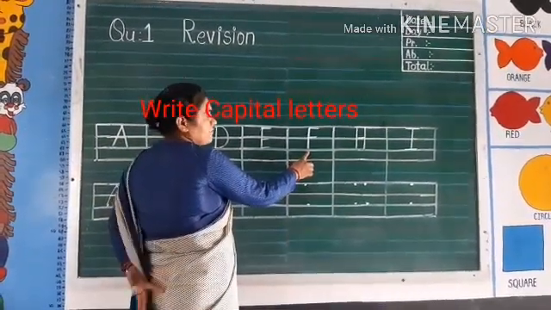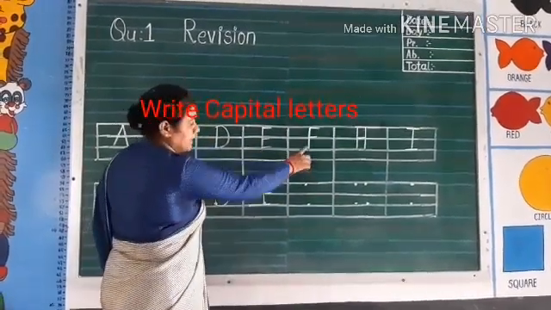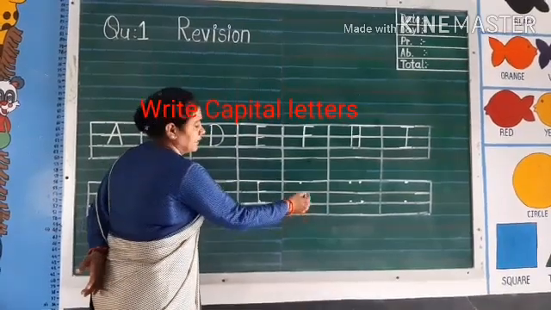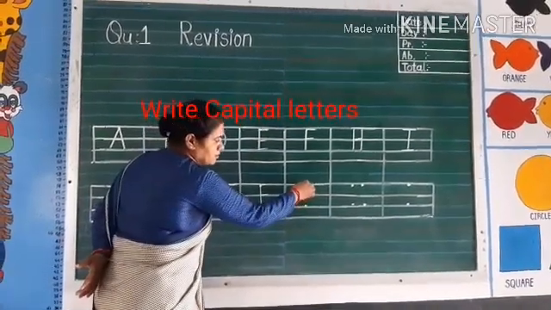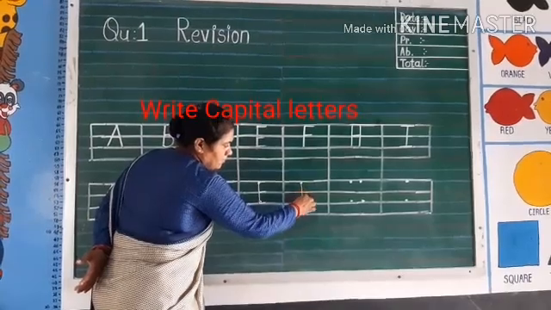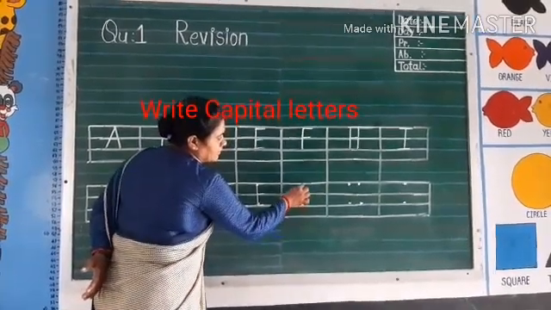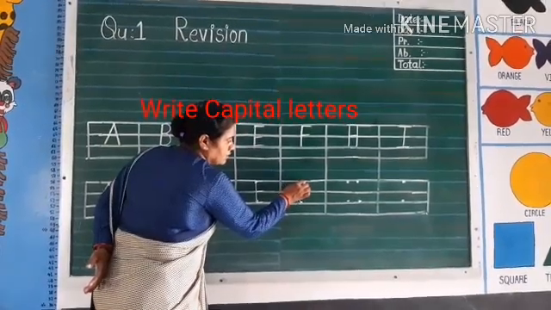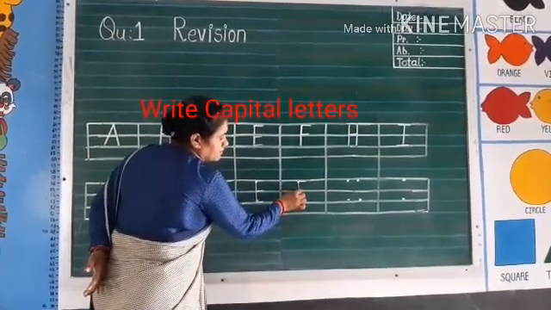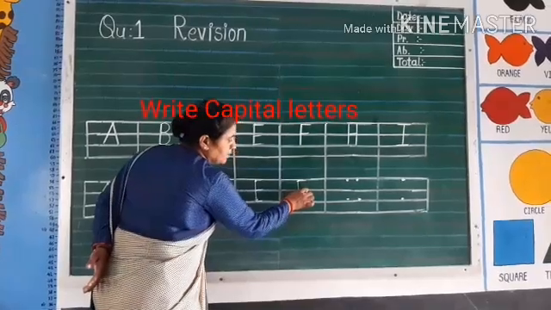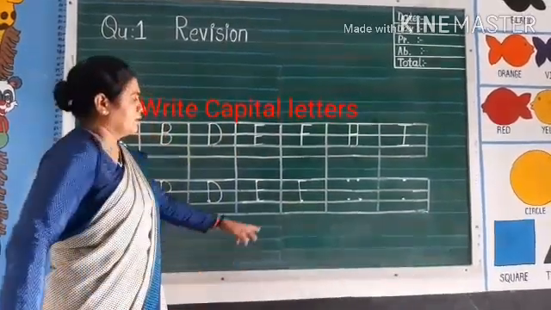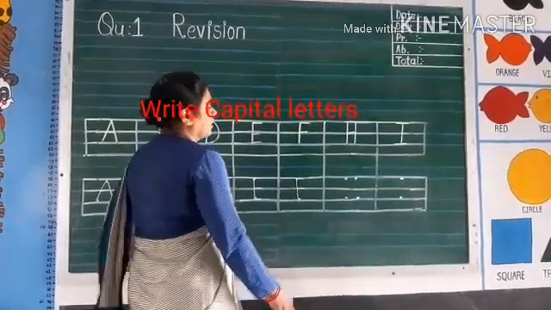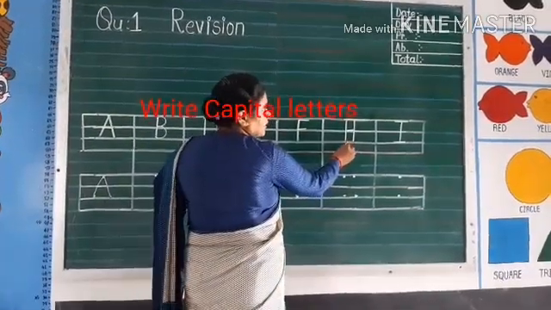Then which letter is this? Capital letter F. Here 2 dots are given. You have to write capital letter F: first up to down, make a standing line. First line, small little sleeping line. Second little sleeping line. This way you have to write capital letter F.